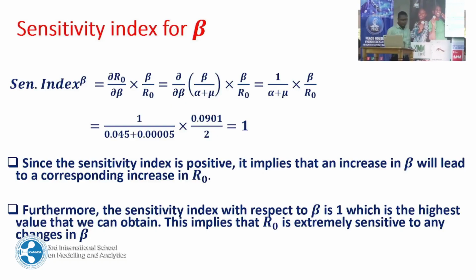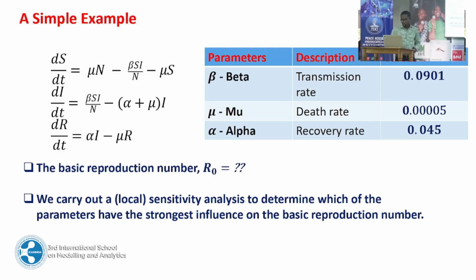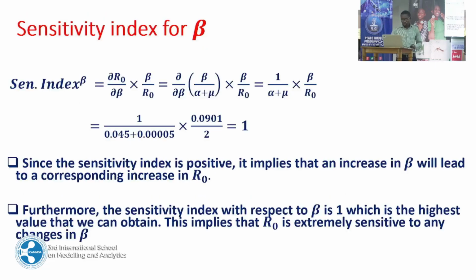The baseline value, we go back to the slide. We have the baseline value for beta is 0.0901. For mu, it's given as that, and then for alpha, similarly. So if we substitute these values into the result we got, what do we have as our sensitivity index? Our sensitivity index is what? 1.